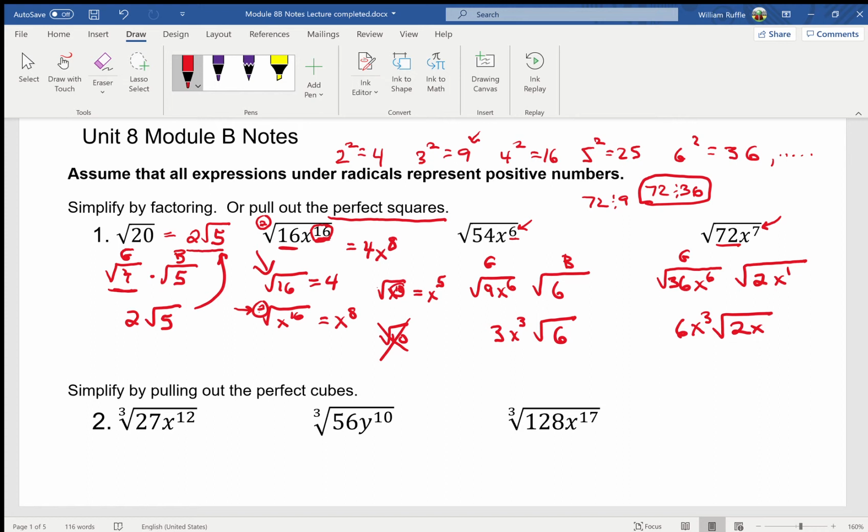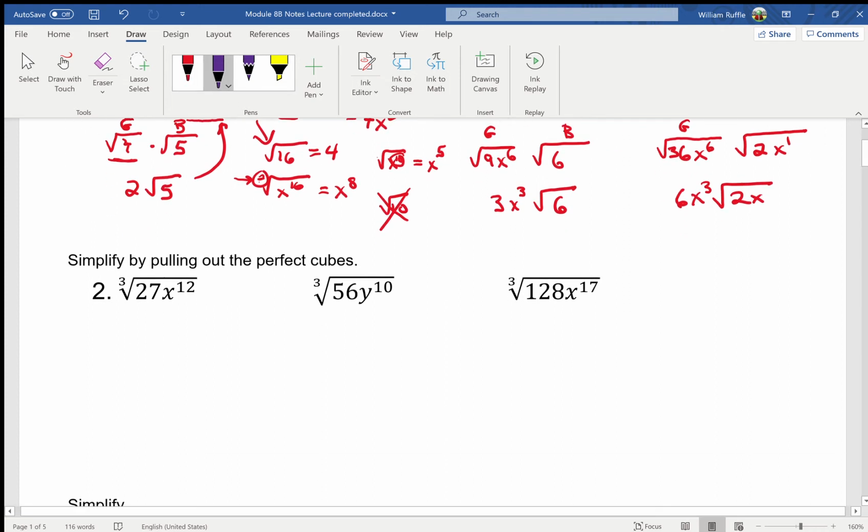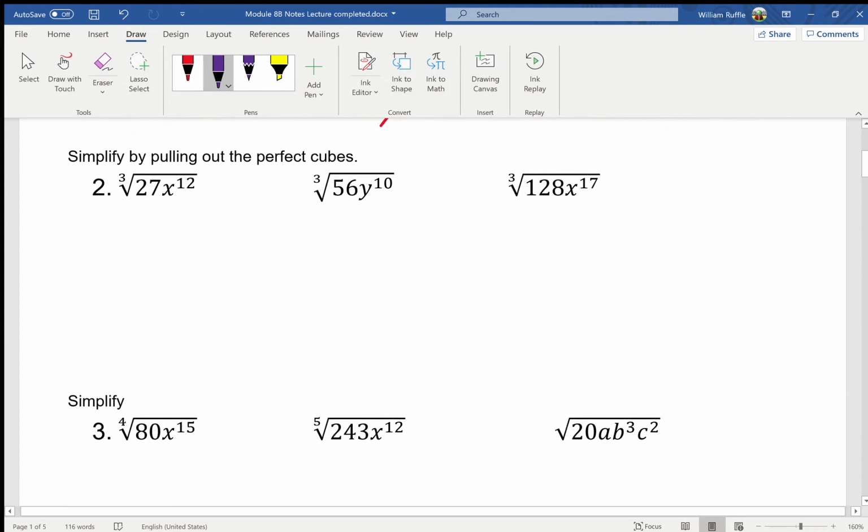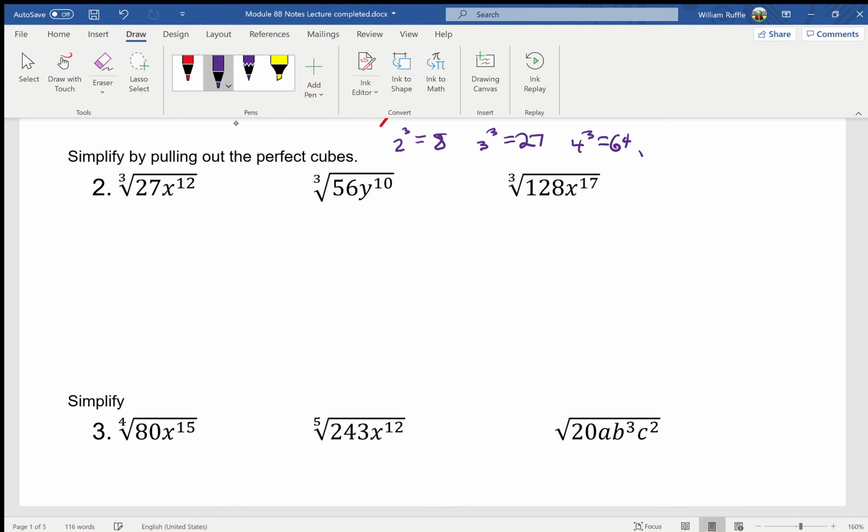So that's squares. The next question, I'm going to change my pen color. We're going to be looking for perfect cubes. Now we'd make a little chart here. 2 cubed is 8. 3 cubed is 27. 4 cubed is 64. 5 cubed is 125. I'm not sure about the rest, but if you need it, you're going to have to work it out. And you really have to guess and check.